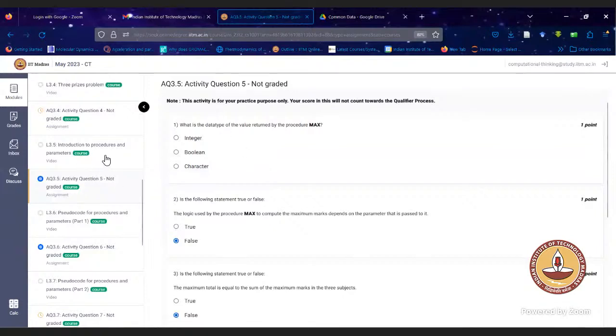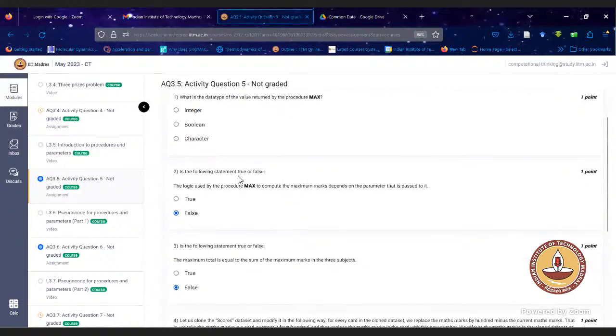So it is based on introduction to procedures and parameters. The activity is for you to practice. Is the following statement true or false? The logic used by the procedure max to compute the maximum marks depends on the parameter that is passed to it. So what's your answer?